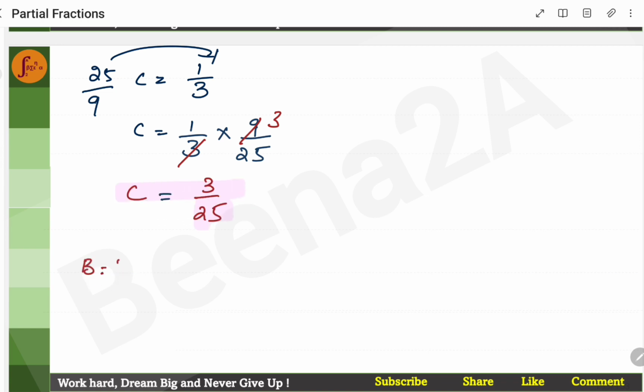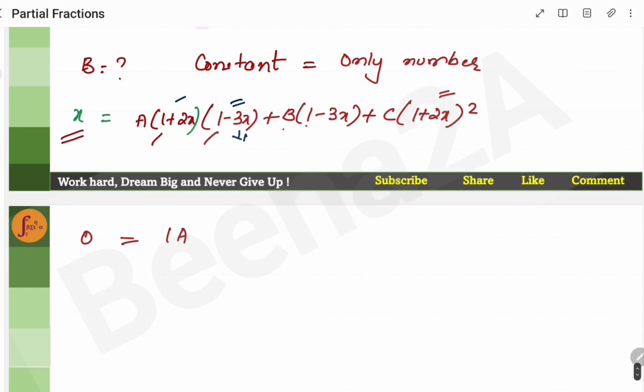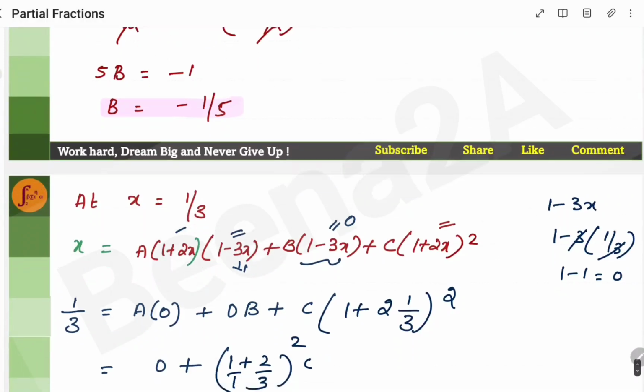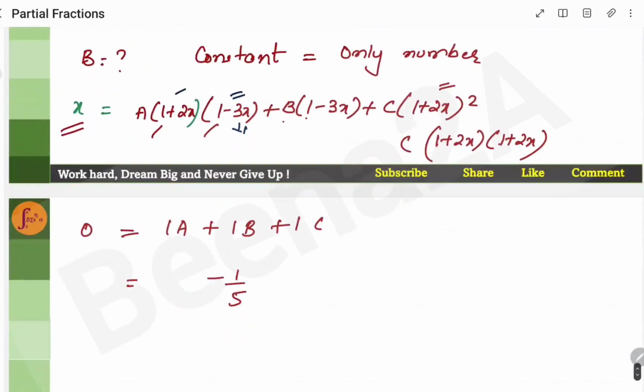Now we need to find the value of A. Now we'll use again the constant method. We'll take the constants. Constants means you have to just take the number only. Here there is no number, so 0. Here if you take the numbers only, 1 and 1, multiply 1 and 1, so you'll get 1a. Then here again 1 with b, so 1b. Here, now here actually it will be like this, repeated factors. So 1 into 1 is 1 and 1 into c. This is what you're going to get. So a we need to find out. B is minus 1 by 5. And C is 3 by 25.